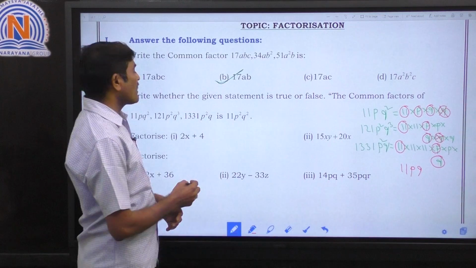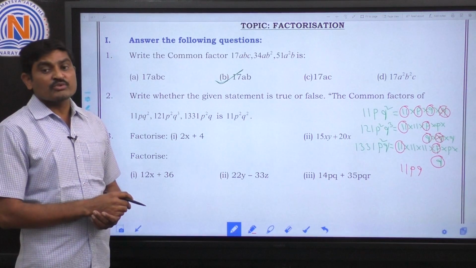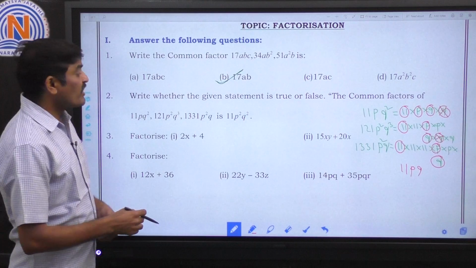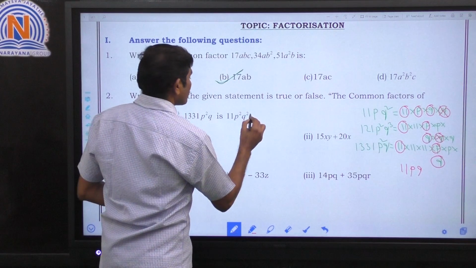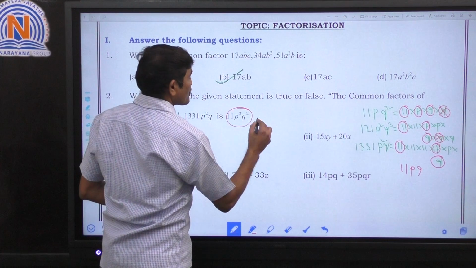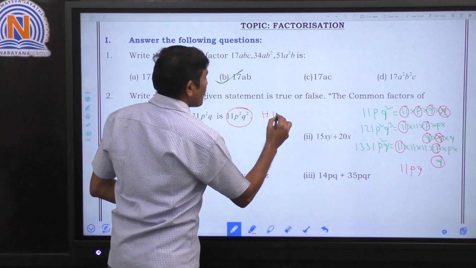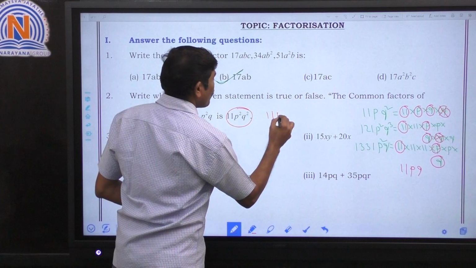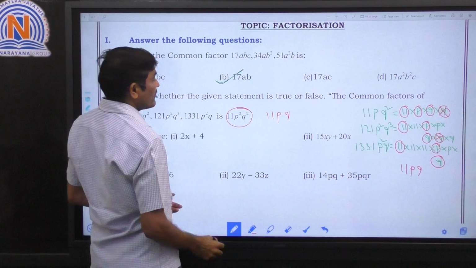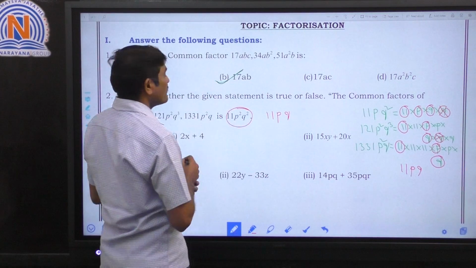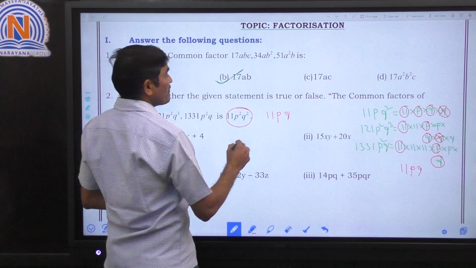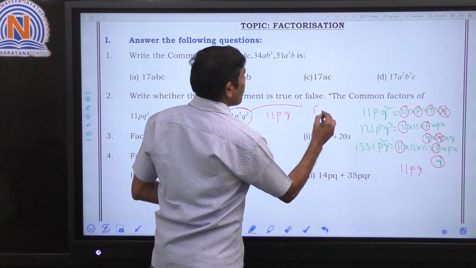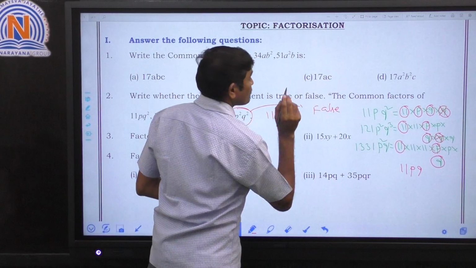But what is given as the common factor? 11p square q square is given, which is the wrong answer. So it is not a common factor. Actually the common factor we got is 11pq only, but here it is given as 11p square q square. So the given statement is false.